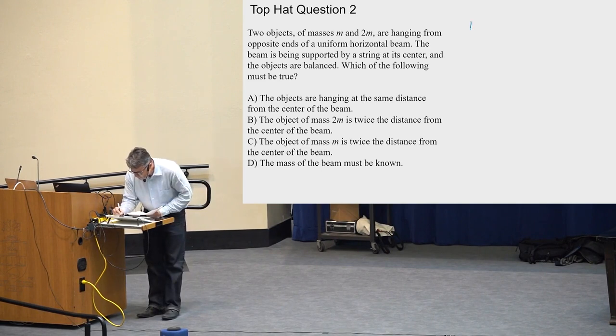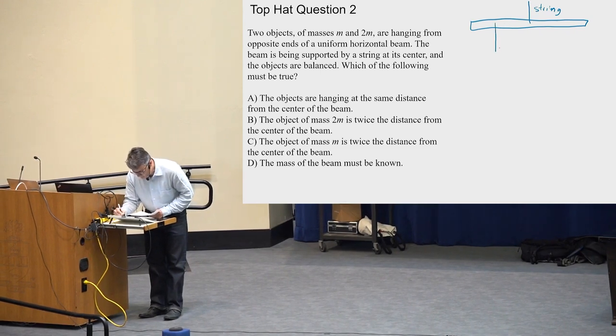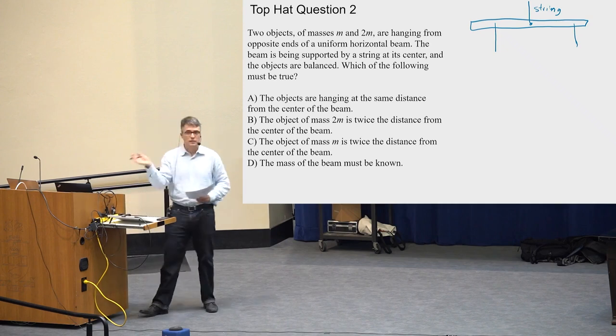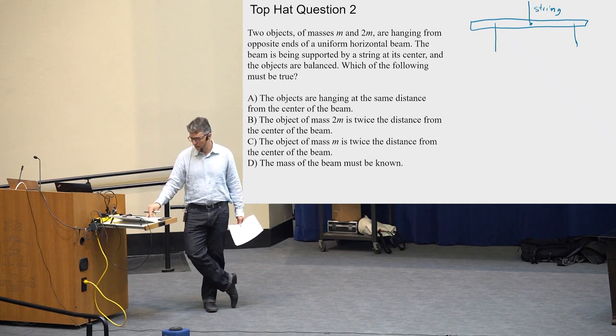So I think what is going on here, let's try to draw it. Uniform beam, and there's a string. It's a bit hard for me to picture. So there's two objects being hung from it. One is here, and the other is some different distance. So they're opposite ends, but they're not necessarily the same distance from the center, if that makes sense. They're not maybe at the ends, opposite sides.